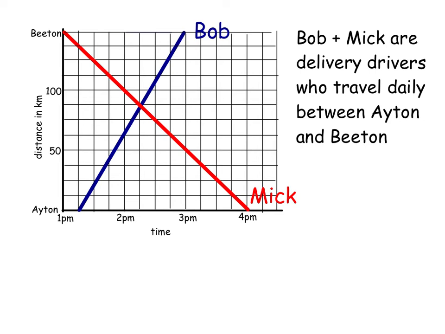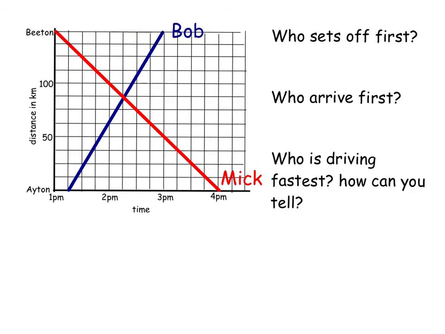Right, my last example, the last style you can have are 2 people travelling between the same towns, but one's going from A town to B town, and one's going from B town to A town. So Bob and Mick are delivery drivers who travel daily between these 2 towns. Okay, so Bob is in blue and Mick is in red, sorry. So Bob is setting off from A town and Mick is setting off from B town.